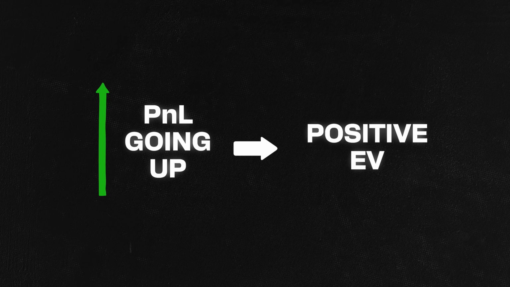Not to mention, we also have our P&L curve. If your P&L is going down over the long run, you can be fairly confident the trades you are placing have negative expected value. If your P&L is going up over the long run, you can be fairly confident the trades you are placing have positive expected value.